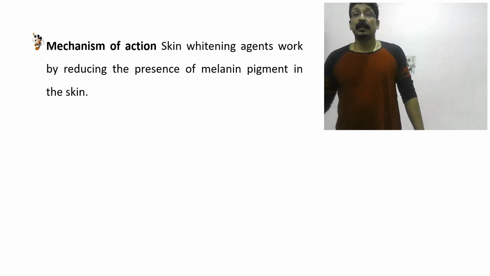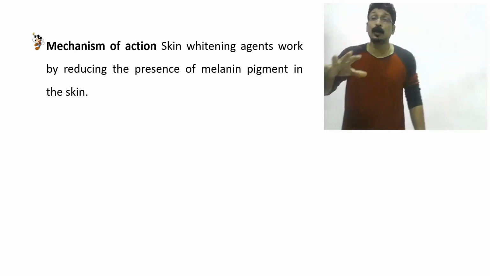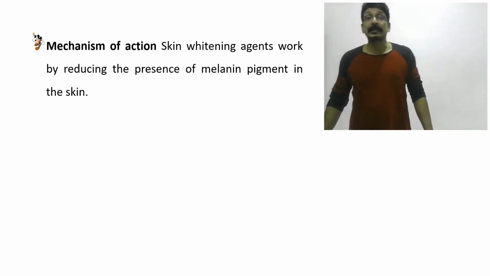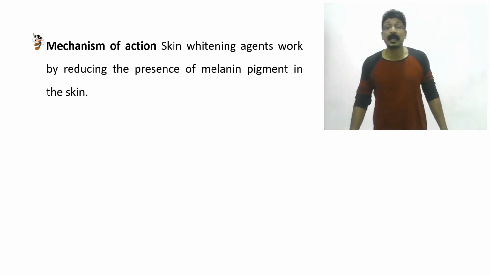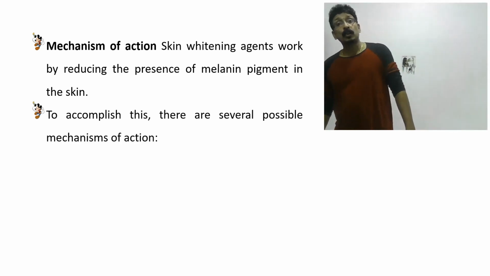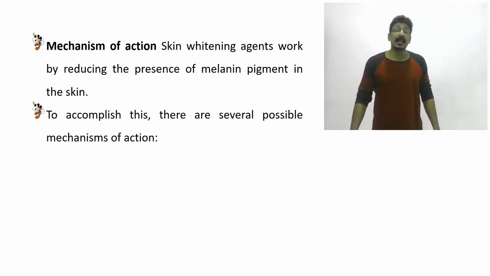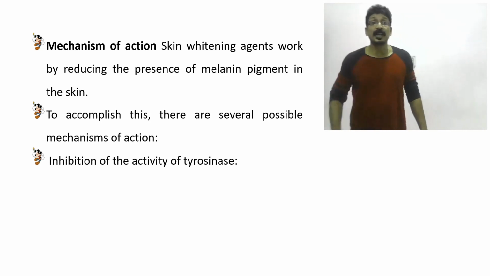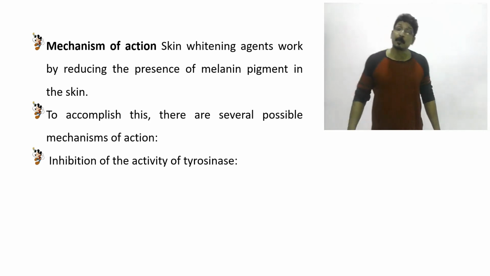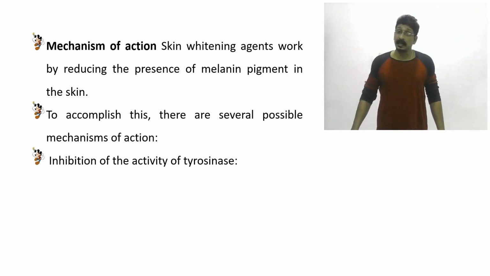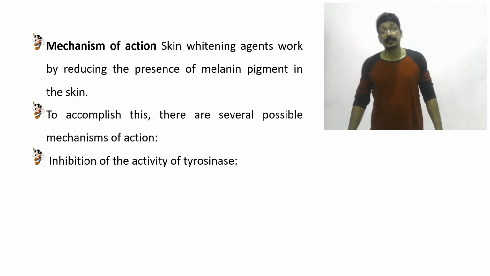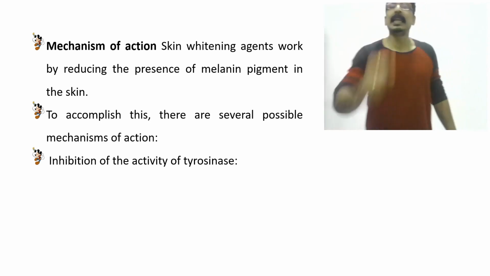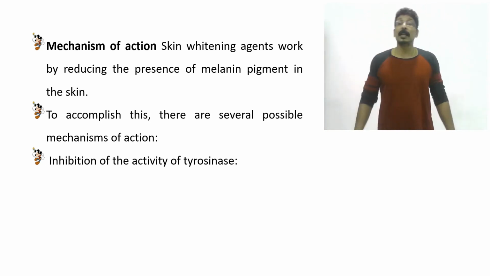Even for synthetic, we are discussing these mercurial products and many other substances, steroidal products which you are using, how they act. They usually reduce the presence of melanin pigment in the skin, and to accomplish this there are several possible mechanisms of action, how to reduce melanin production. They inhibit the activity of the enzyme responsible for the production, that is tyrosinase. Tyrosinase is the enzyme responsible for the production of melanin, and it is inhibited. So by that, melanin production can be inhibited.